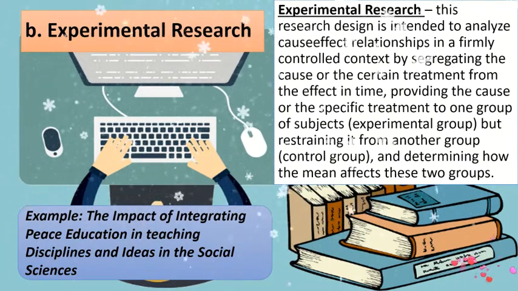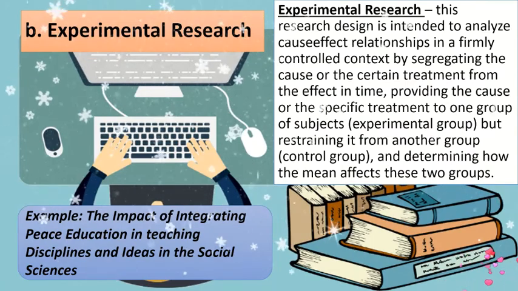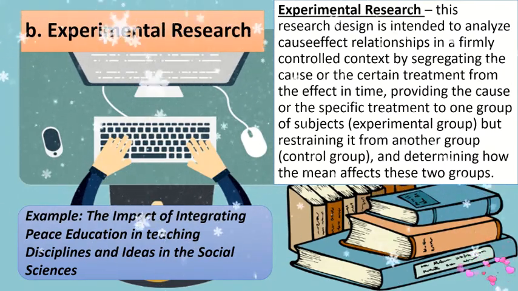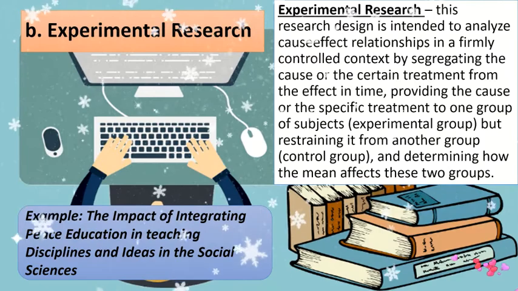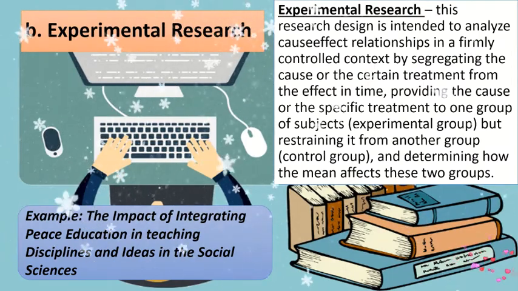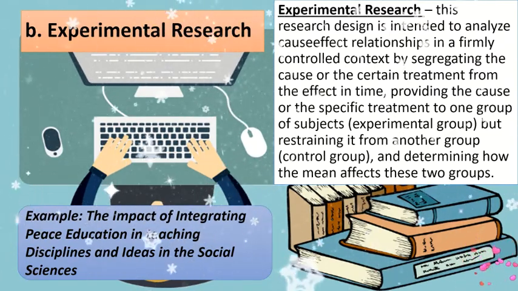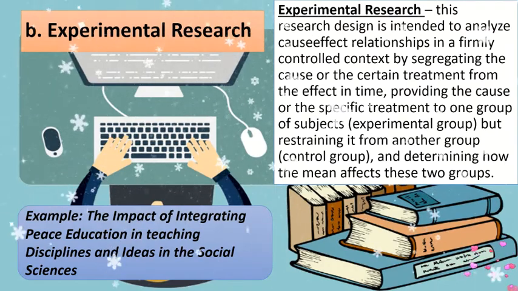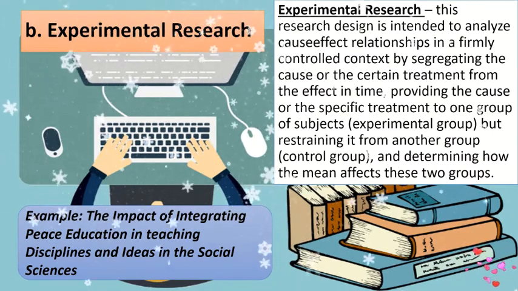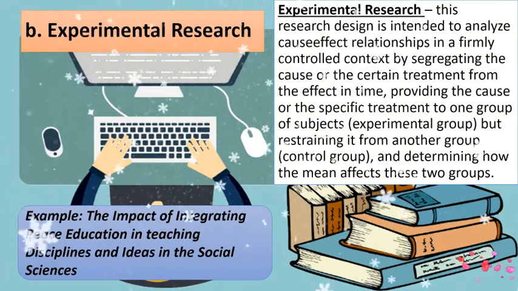So, to analyze cause-effect relationships in a firmly controlled context by segregating the cause. So, the cause, which is the reason or the certain treatment, from the effect. The effect, that is the result. In time, providing the cause or the specific treatment to one group of subjects or experimental group, but restraining it from another group or control group, and determining how the mean affects these two groups. So another type of the quantitative research is the experimental research. So example, the impact of integrating peace education in teaching disciplines and ideas in the social sciences.